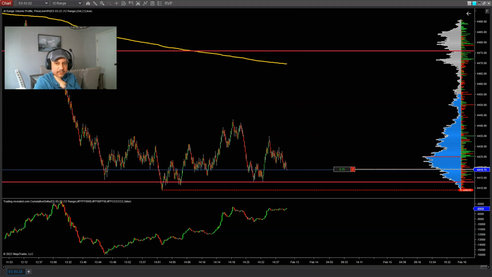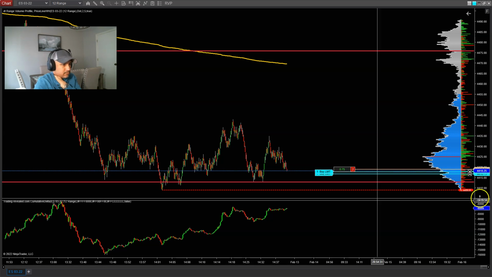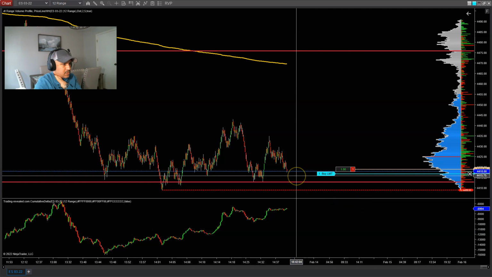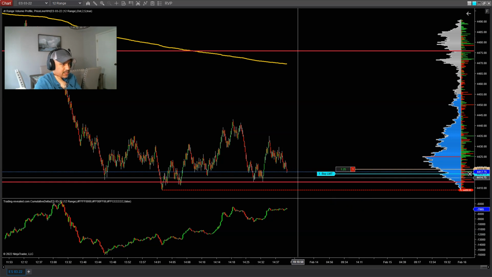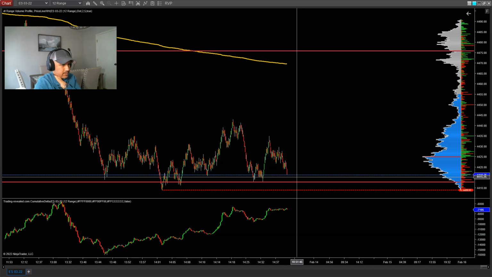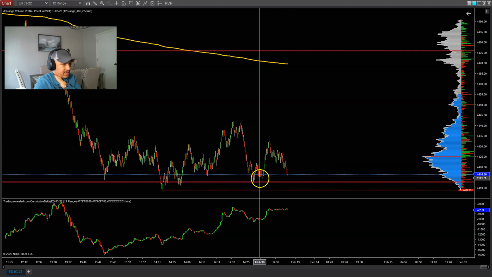I'm going short. Going short, guys. Looking for price to come down and at least test that 15 area. There we go. Price gets down to this area right here.